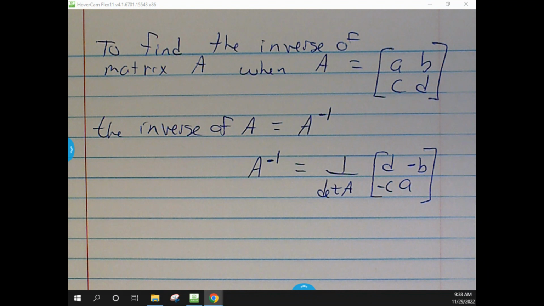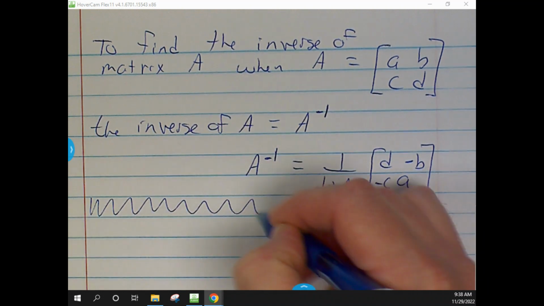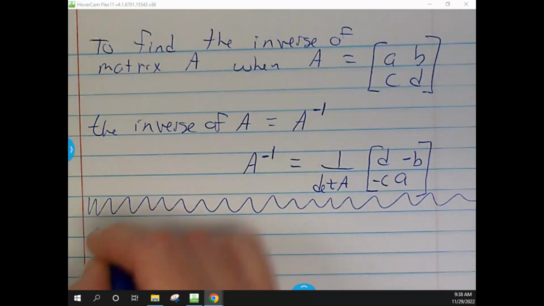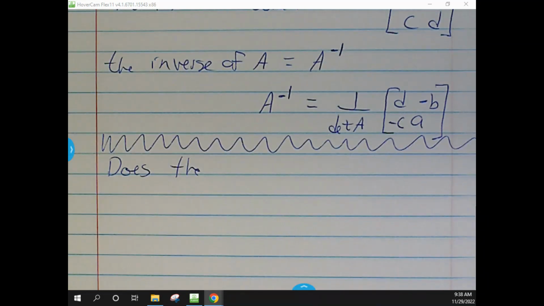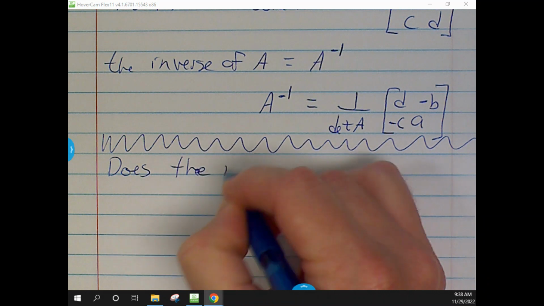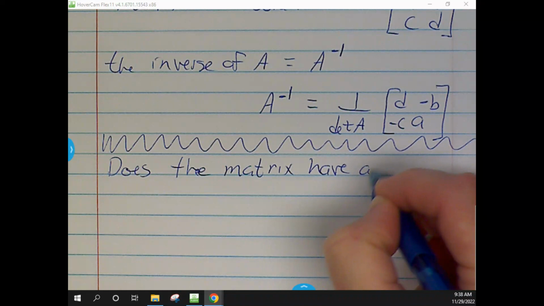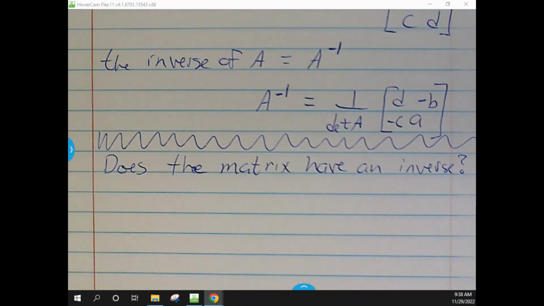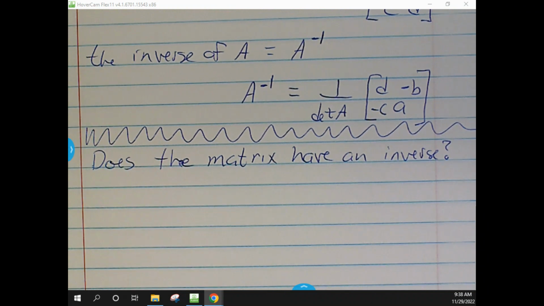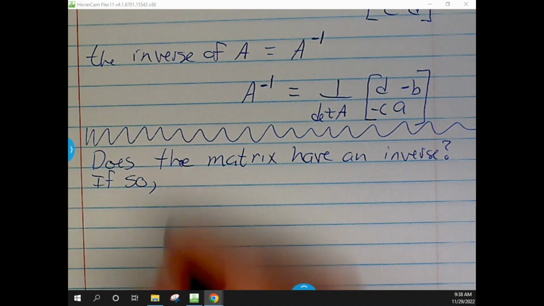All right, so let's give you some examples of this thing. So there's our directions, or our steps, on how to do this. And here's going to be our questions. Does the matrix have an inverse? And then if so, find the inverse.